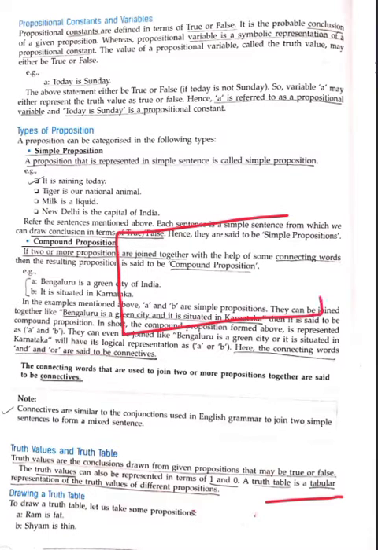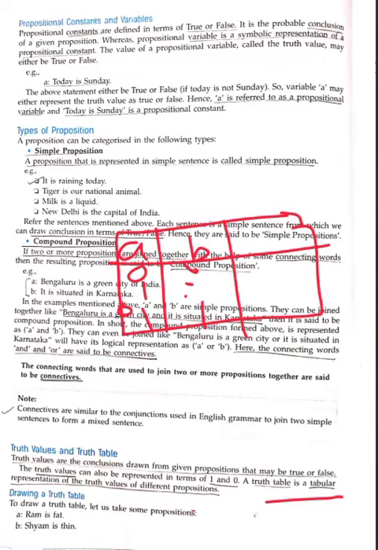Like we are having a table and in that we are writing the values for two variables A and B. So both can be true or both can be false, or first true, second false, or first false, second true. So this is a tabular representation and here the conclusion will be drawn, that is the truth table.